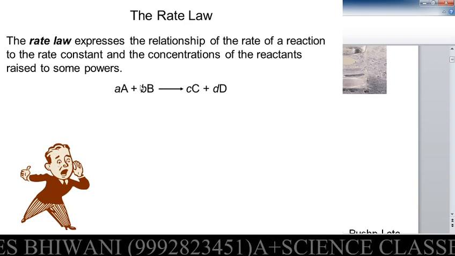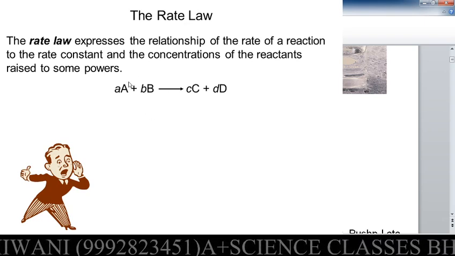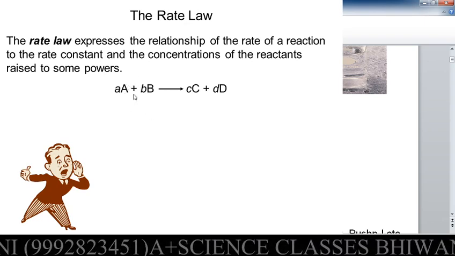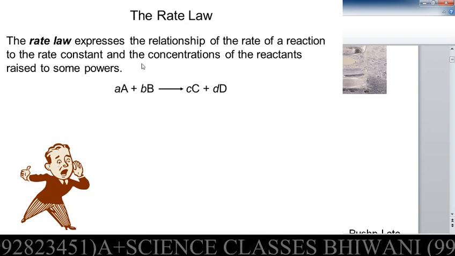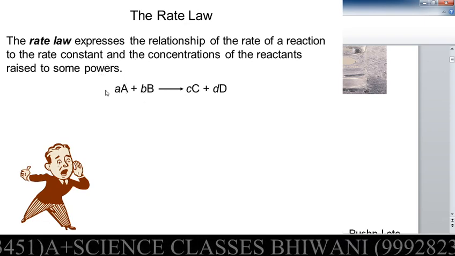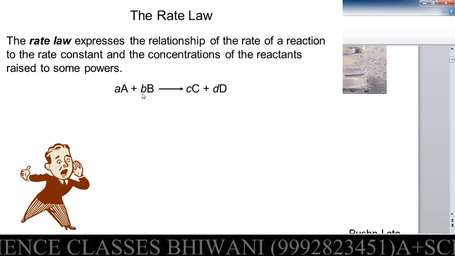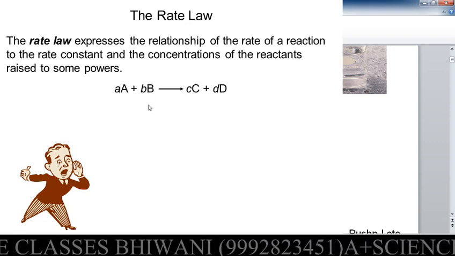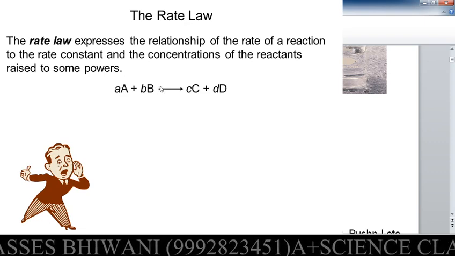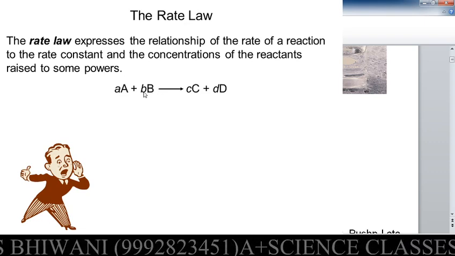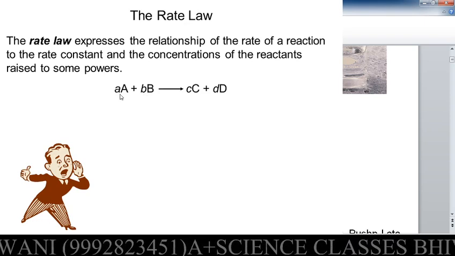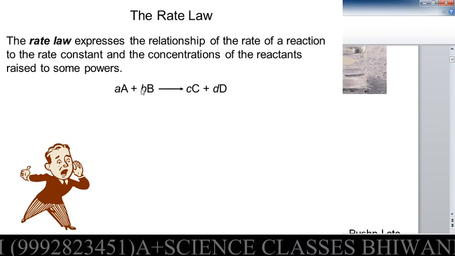As we want to write down the rate expression for this, it is minus delta A upon delta T, because delta A is the rate of change in concentration, and minus delta B upon delta T, since B is also a reactant. Now according to this reaction, the molar coefficients are a and b.